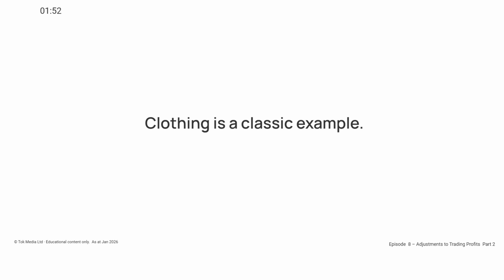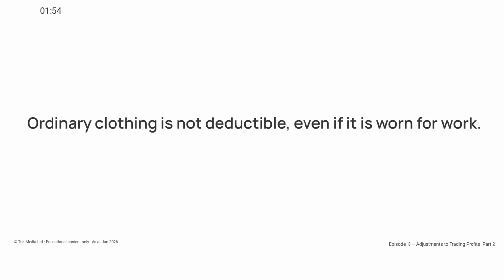Clothing is a classic example. Ordinary clothing is not deductible, even if it is worn for work. Protective clothing or uniforms with a clear business function may be allowable.